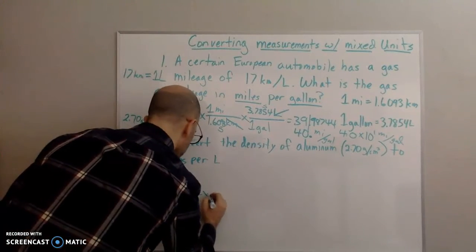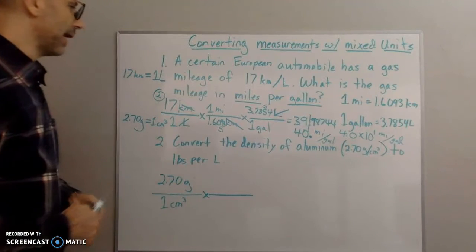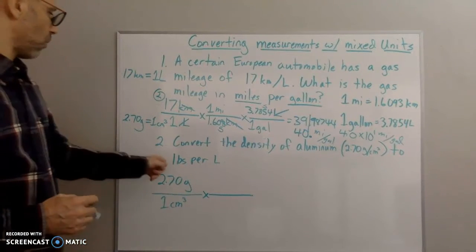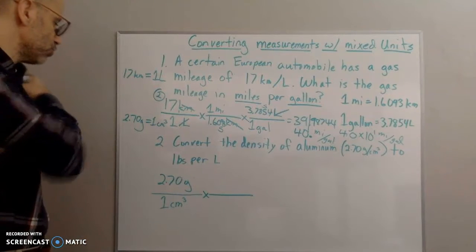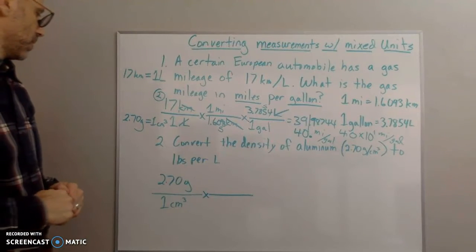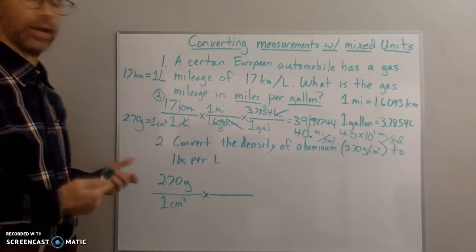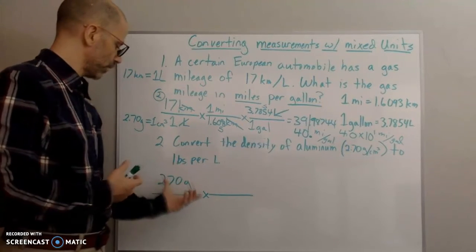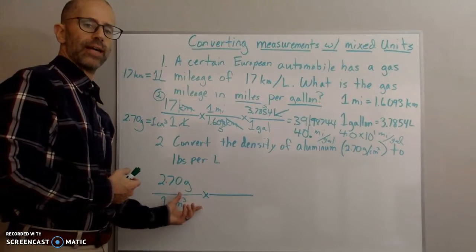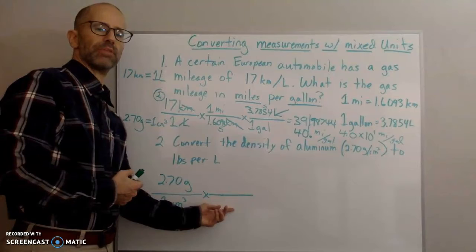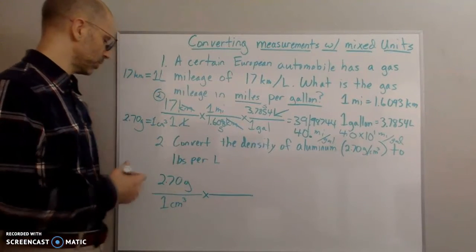So let's do the top. So I need a relationship between grams and something else. I want to get to pounds. So there I can use the relationship between, I can do grams to, say, kilograms. Or I could go, if I know the relationship between grams and pounds, I could use that. Or I could go from grams to kilograms, and if I know the relationship between kilograms and pounds, I can convert that way. That would be a two-step problem.